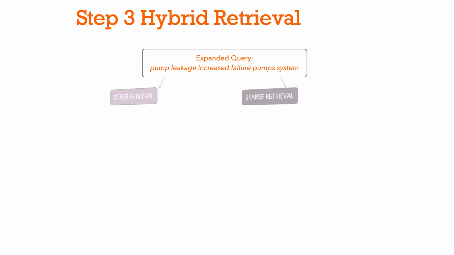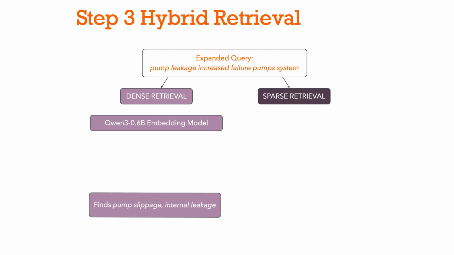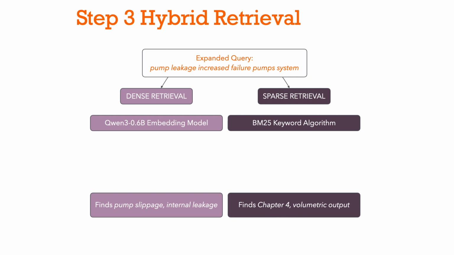On the left, dense retrieval using Qwen 3, 0.6 billion, embedding model. It finds conceptually related terms like pump slippage and internal leakage, even though those exact words aren't in the query. On the right, sparse retrieval using BM25, a classic keyword search algorithm. It finds specific phrases like chapter 4 and volumetric output.